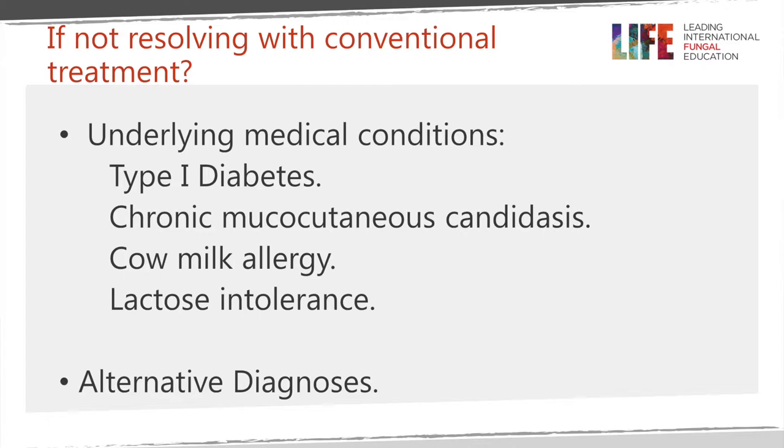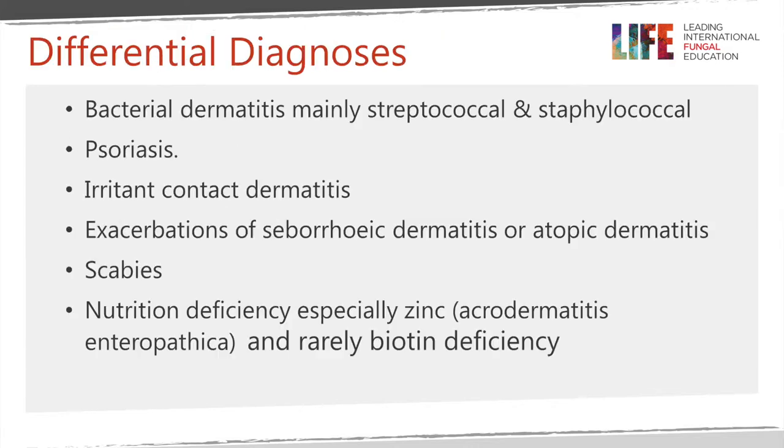So I think the big thing to remember is if this is not resolving, take a deep history, and you need to be thinking of what else could be underlying. And of course, the other thing is an alternative diagnosis. Maybe this is a diaper dermatitis that's not caused by candida. And so what other things might be presenting as candida diaper dermatitis?